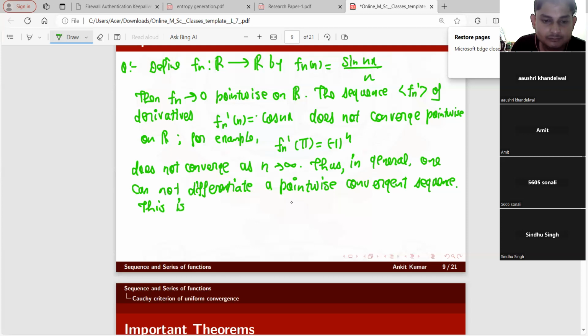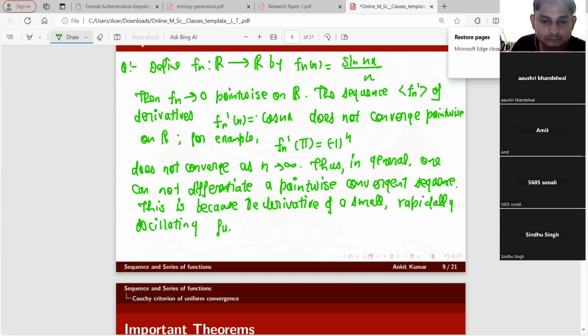This is because the derivative of a small function may be large.